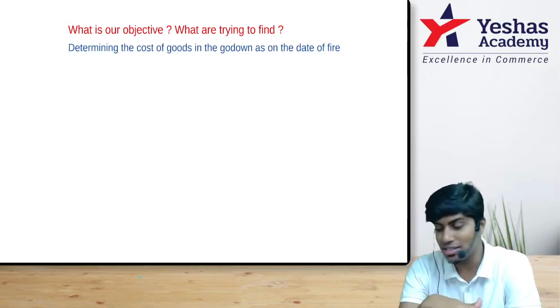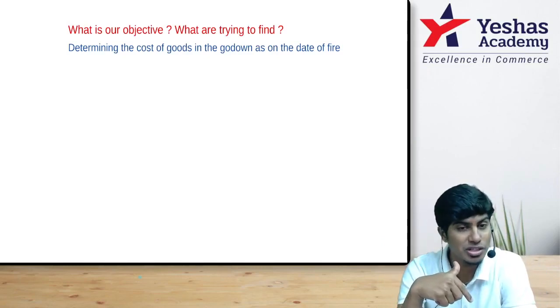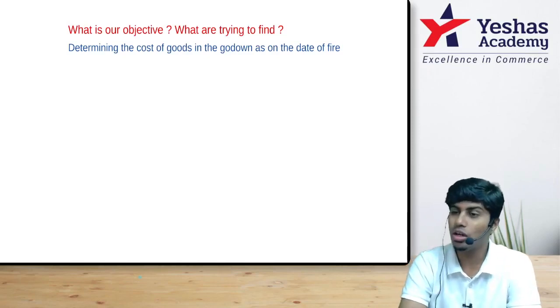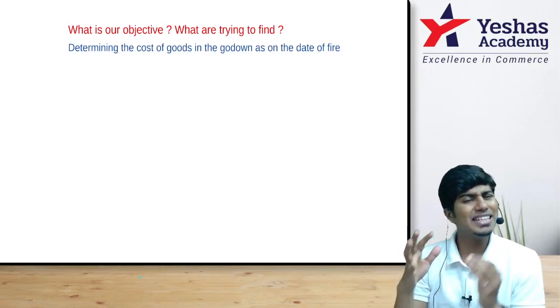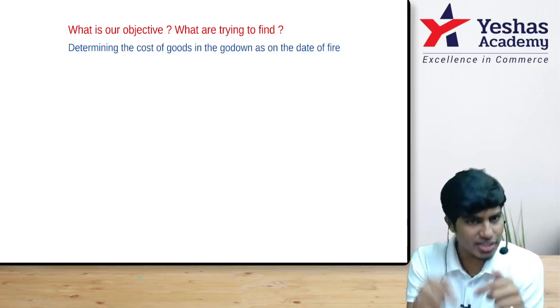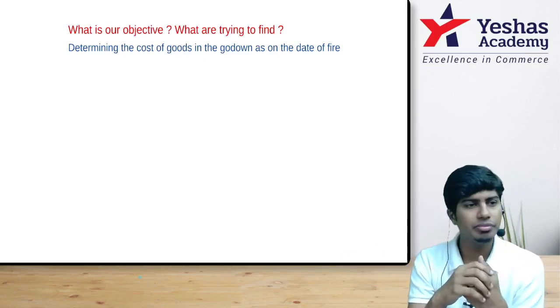What if you are the consignor, you have sent goods to somebody, but you own it? Will you get an insurance claim on that? No. Why? It is not there in the godown on the date of fire. What if goods are sent on return or approval basis? Same logic. Is it there in the godown on the date of fire? That is the question. If the answer is yes, you get an insurance claim. If the answer is no, you don't get an insurance claim.